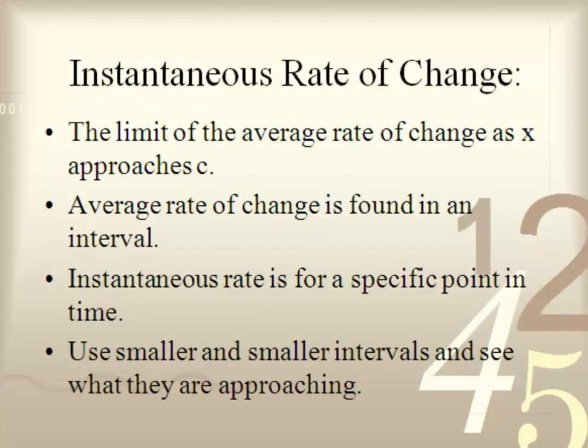We're also going to look at the instantaneous rate of change. This is the limit of our average rate of change as x approaches a given value. Now when we find average rate of change, that's found in an interval. Instantaneous rate of change is for a specific point in time. Basically, to find this, we're going to use smaller and smaller intervals and see what they are approaching.